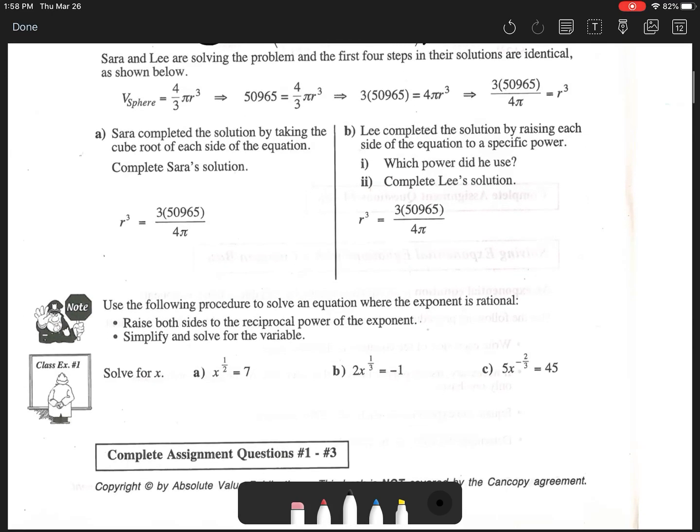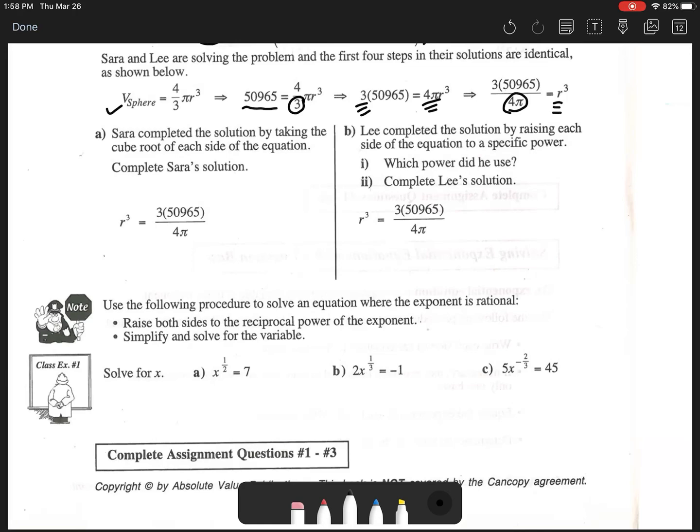Now, it says Sarah and Lee are solving the problem, and the first four steps in their solutions are identical as shown below. So they start with the formula. They then substitute in the given volume for V. They then divide both sides of the equation by 3 to remove the 3 in the denominator right here. And then divide both sides of the equation by 4 pi, to remove the 4 pi that's right here, so that we have isolated r.